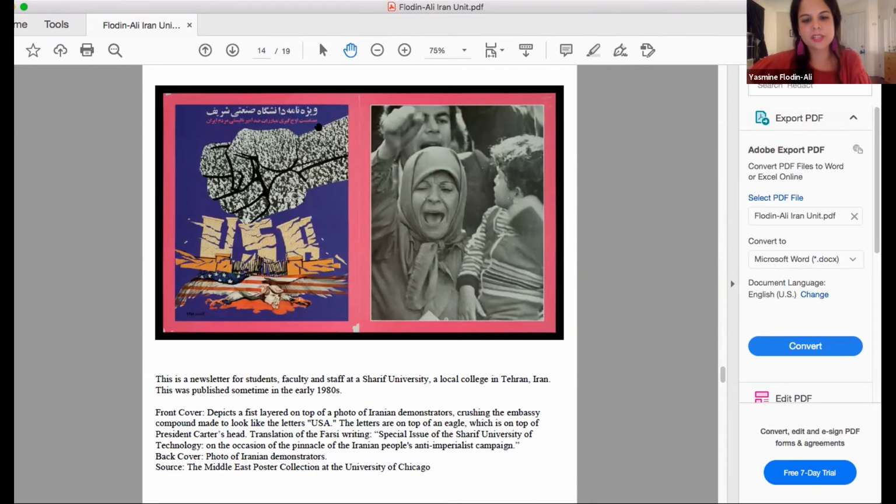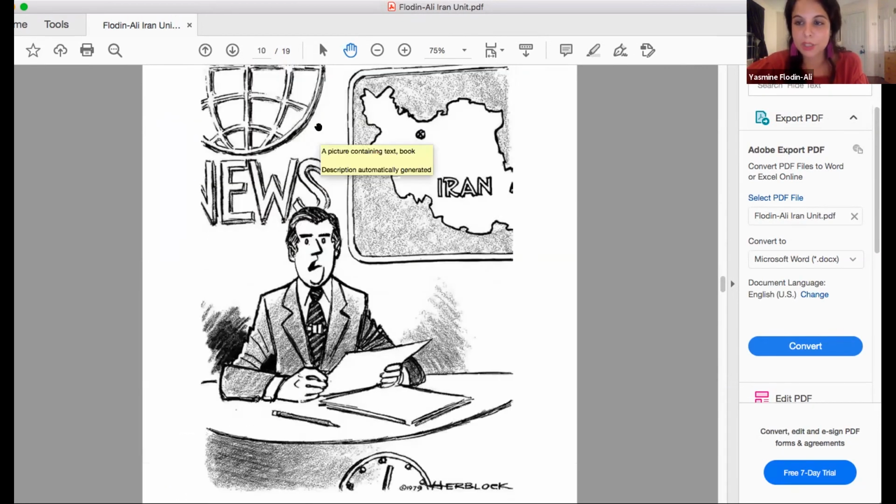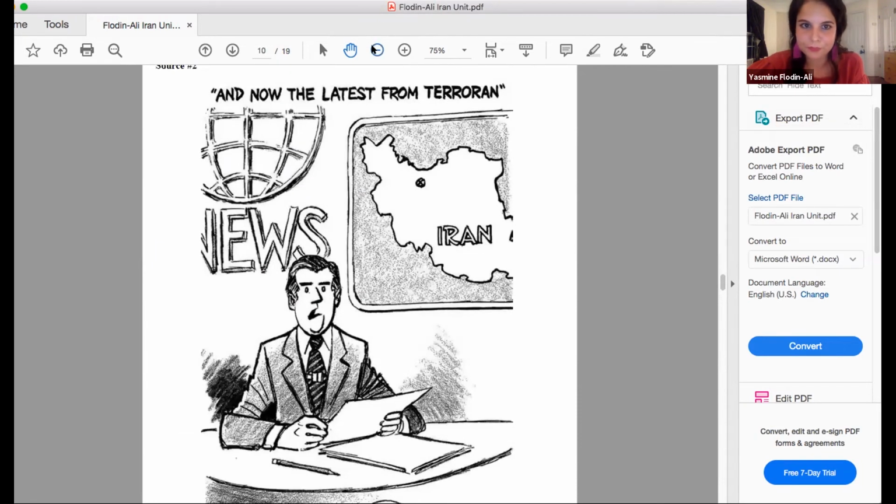And the Farsi writing says special issue of the Sharif University of Technology on the occasion of the pinnacle of the Iranian people's anti-imperialist campaign. So again, that language of anti-imperialism is super interesting, and something for students to think about in terms of how the hostage crisis is being covered in Iran.